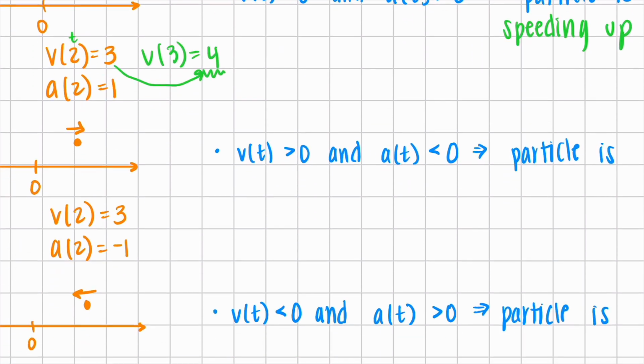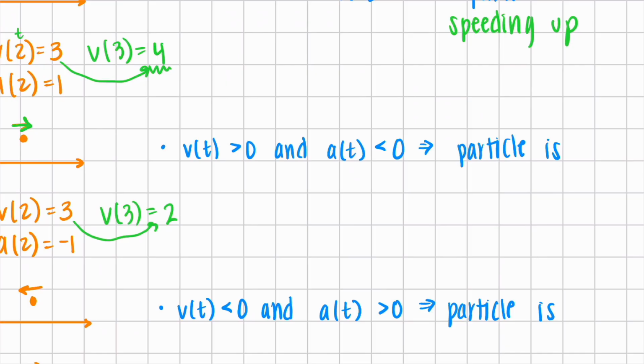For our second scenario, let's say v of 2 equals 3, so I'm still moving to the right 3 yards per minute. And let's say a of 2 equals -1, so my acceleration is less than 0. That means that your velocity is decreasing. And then just to make it easy, let's just say my velocity is linear. V of 3 then, let's say, would be 2. Notice that your speed is decreasing. So I'm going to say when v of t is greater than 0 here, and a of t is less than 0, your particle is slowing down.